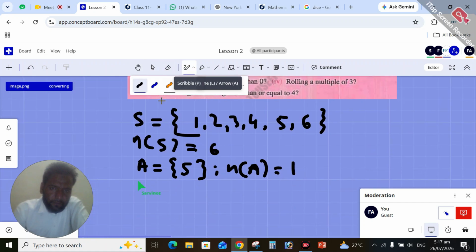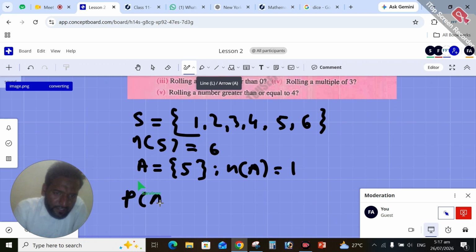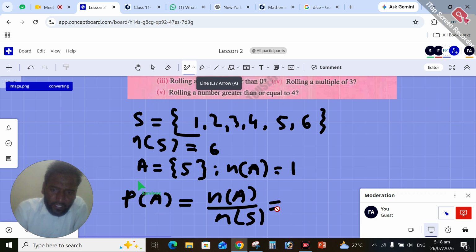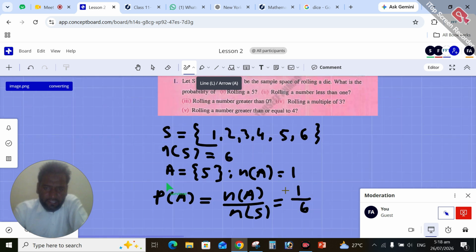The probability of A, denoted by rolling a 5, is the number of A divided by the number of S. So the answer is 1, and the number of S is equal to 6. So it is 1 out of 6. Is it clear? The first one is clear.